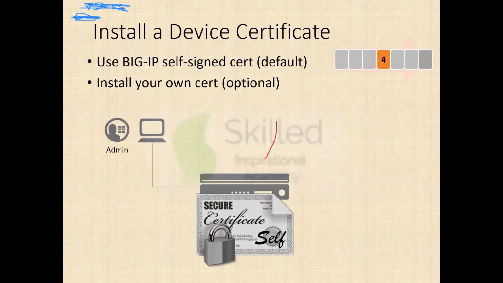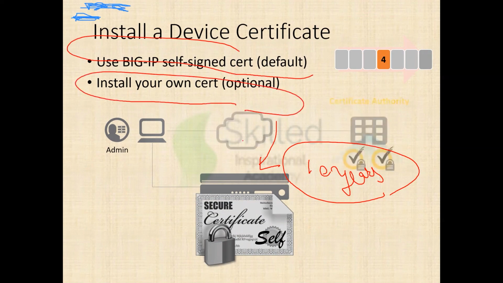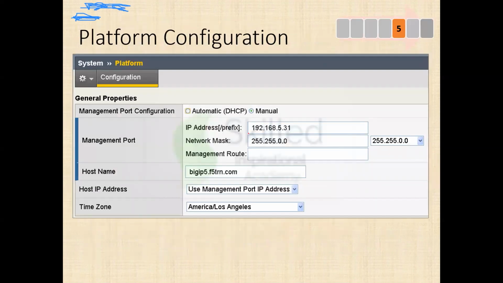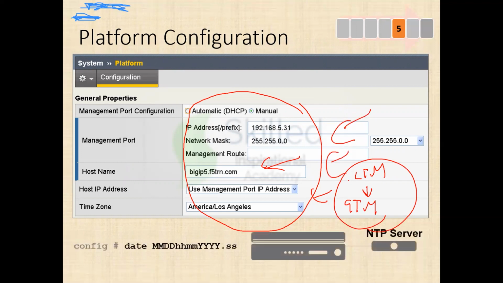The device certificate is optional. It's available for 10 years. You can use the self-signed certificate, which is provided by F5 by default, or you can install your own certificate, which is optional. This is how your platform configuration looks. Once you have the IP address, you need to give your host name, and the time zone is very important to integrate your LTM box with GTM. So this is how platform configuration looks.